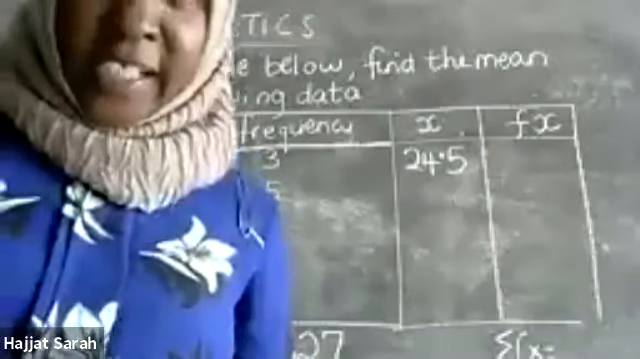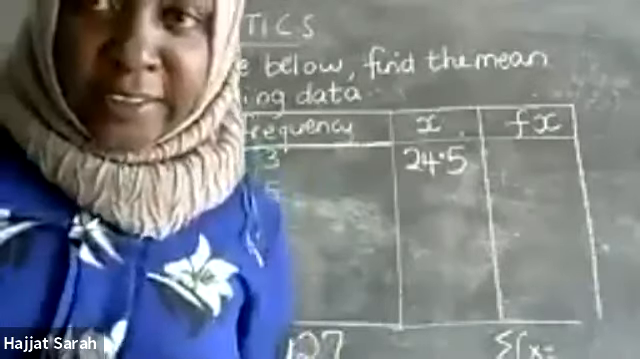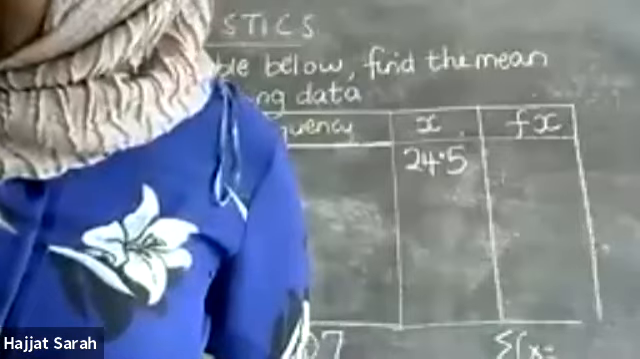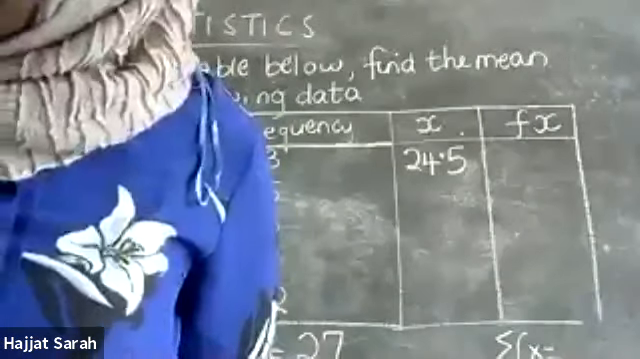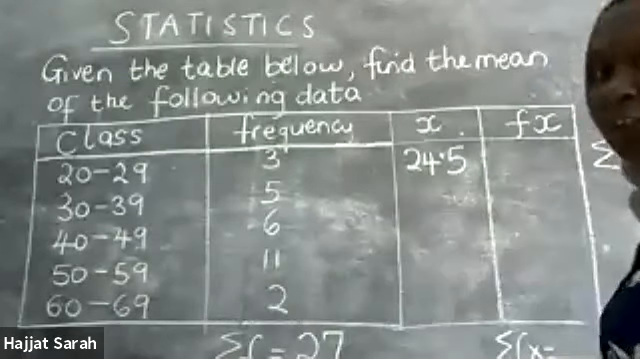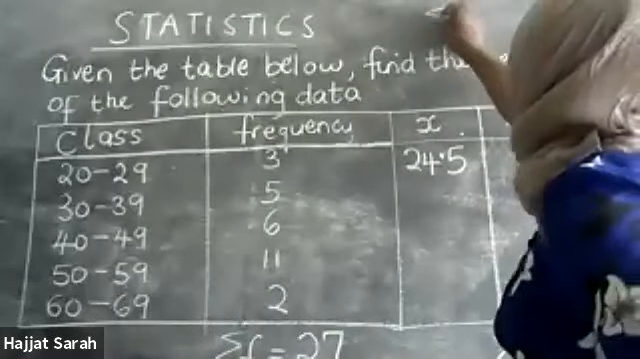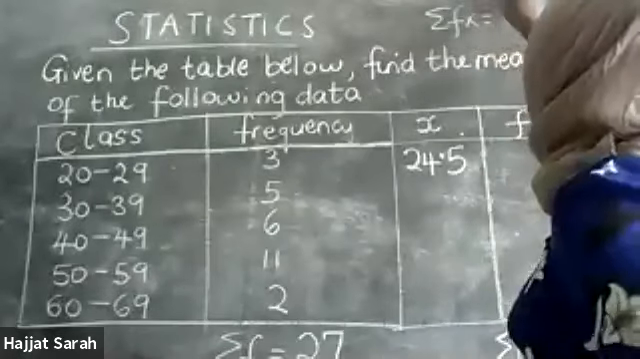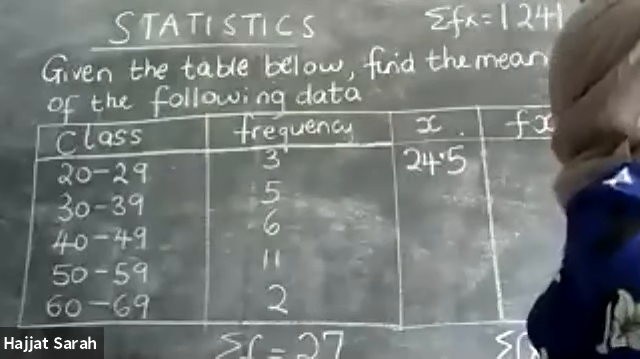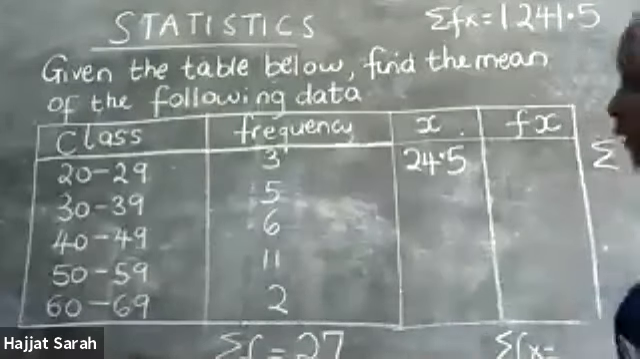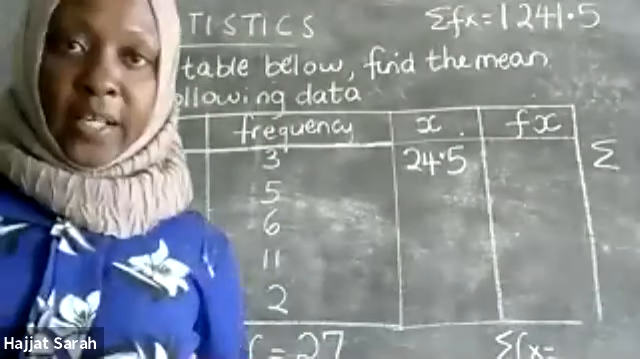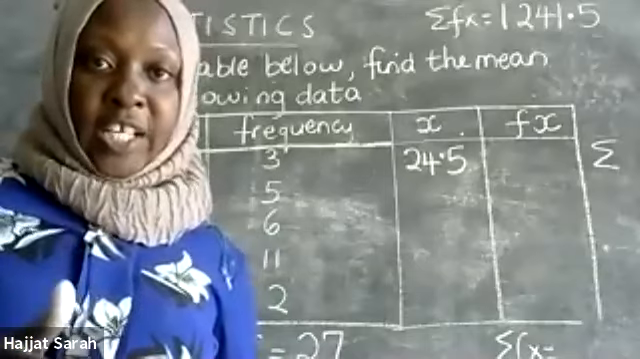You have 1,886. Check again. 1,415. What do you have? 1,241.5. Very good. Please check again. Our total summation of fx, let me put it up here, should be 1,241.5. Please check that that is it.